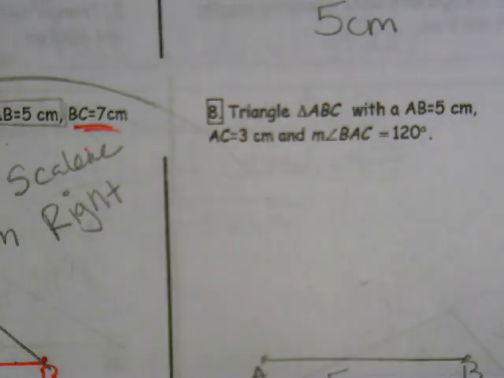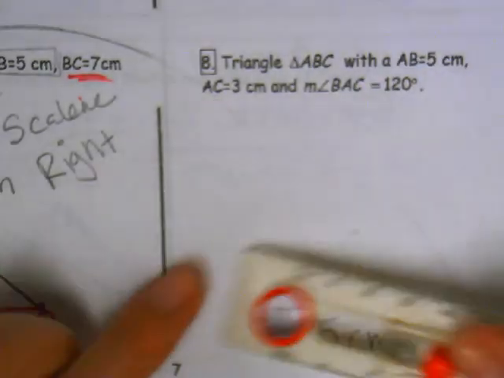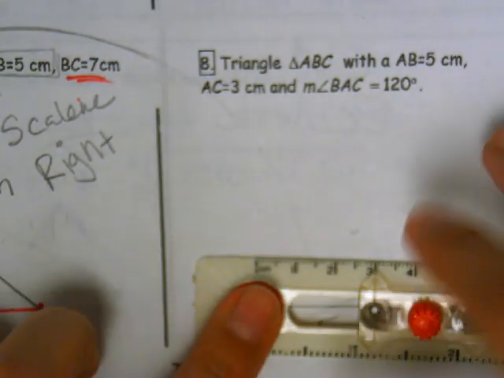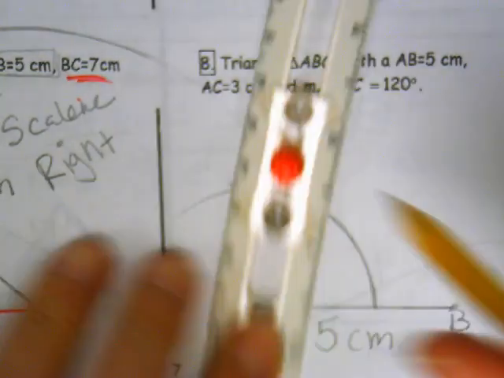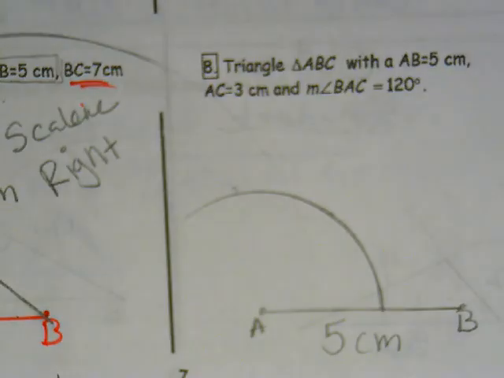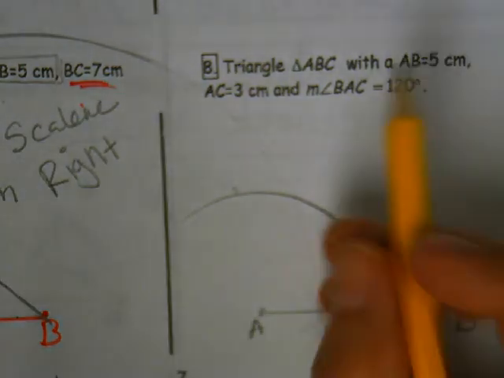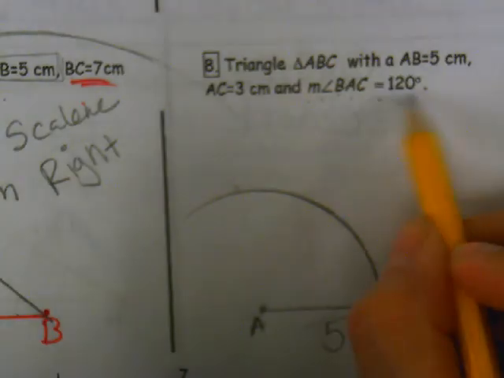Does a 3 come off the A or the B? Does an arc of 3 centimeters come off of A or B? A, because the line is called AC. I was reading the other one. AC, so it has to come off your A. Different than the last one. And then the measure of angle BAC is 120.